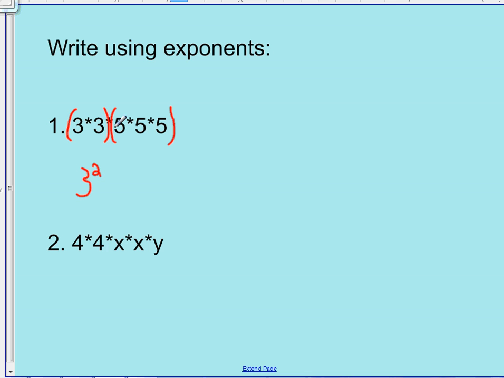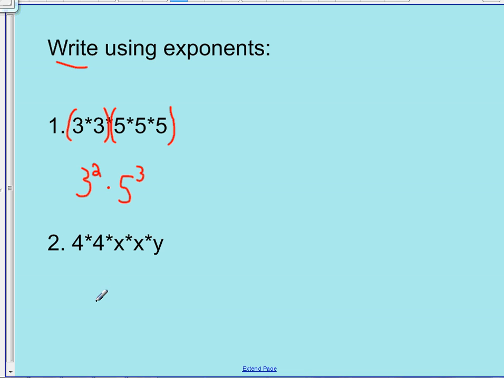And these two are being multiplied, so we're just going to put a multiplication symbol there. Then we have 5's. So our 5 is going to be our base, and then we have 1, 2, 3 5's, so that will be our exponent. And that's it. When it says write using exponents, that's all you have to do. You do not have to solve it when it says just write using exponents.